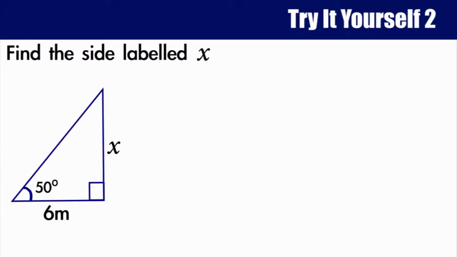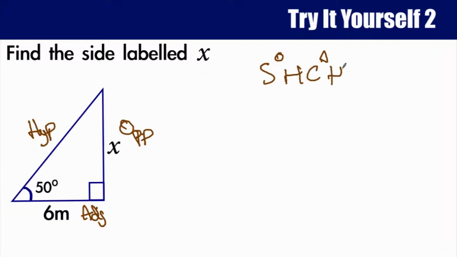So let's go through this. First of all, we want to label the sides. So we've got the hypotenuse, the opposite, and the adjacent. So now we need to know which one of SOHCAHTOA to work with. So if I just write it out here, SOHCAHTOA. Which one of these do we need to work with?